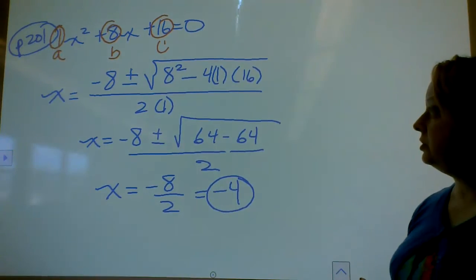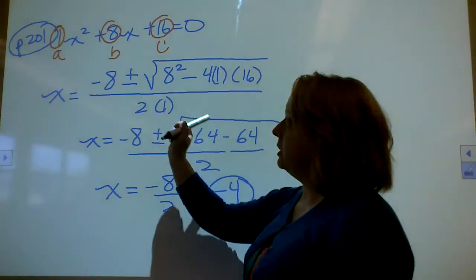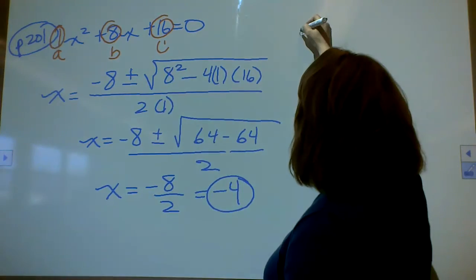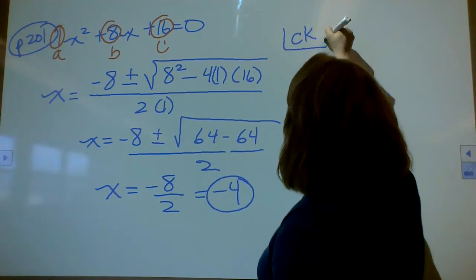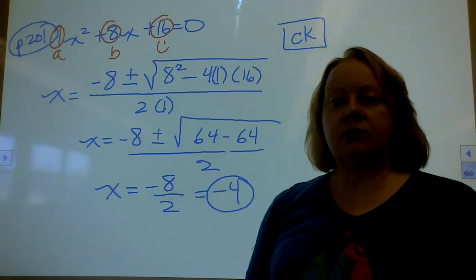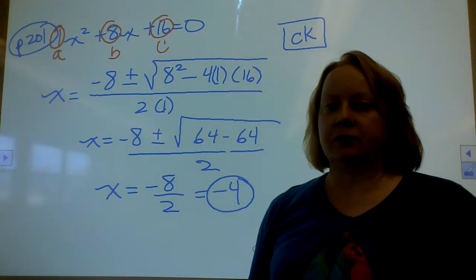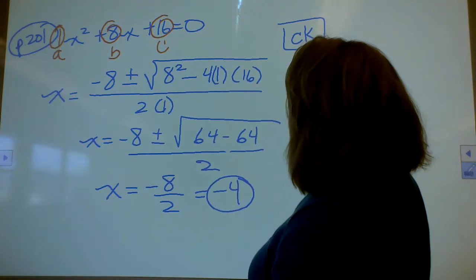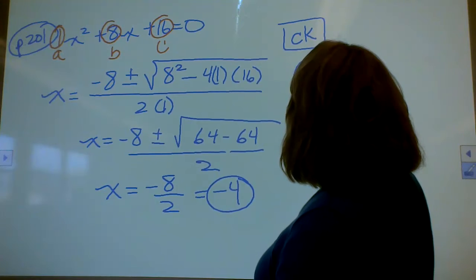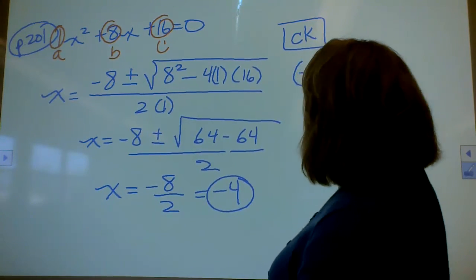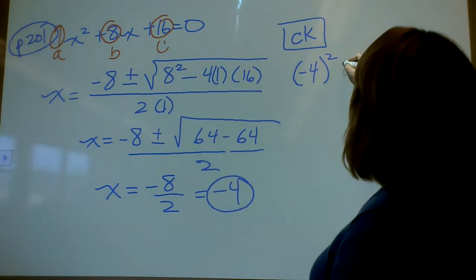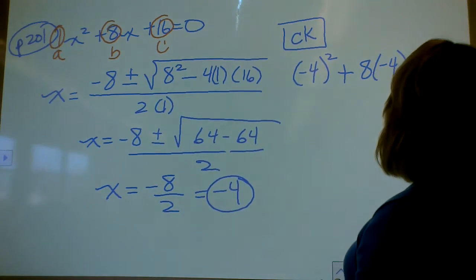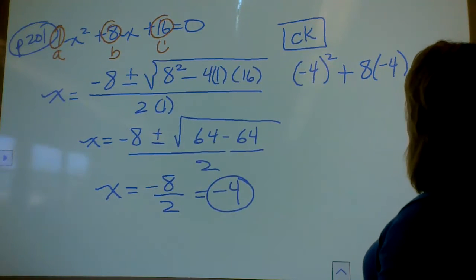Now, if you want to check yourself, you can always sub it into your original equation and work it out. So let's do a little check. You can do that with any of these problems. You can sub in whatever x value you get, and you should get 0 if you did it right. So we're going to sub in the negative 4. Again, we have to use parentheses and square this, and then plus 8 times negative 4 plus 16, and that should equal 0.